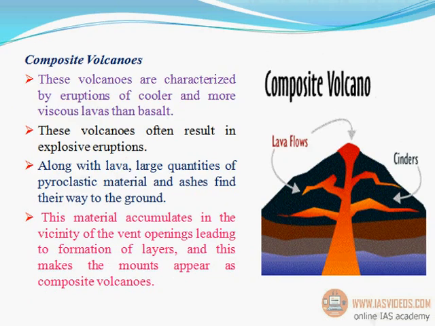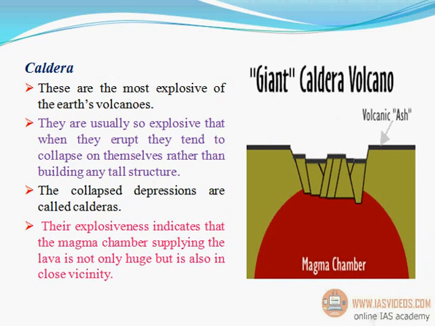Composite volcanoes. These volcanoes are characterized by eruptions of cooler and more viscous lavas than basalt. These volcanoes often result in explosive eruptions. Along with lava, large quantities of pyroclastic material and ashes find their way to the ground. This material accumulates in the vicinity of the vent openings, leading to the formation of layers, and this makes the mounts appear as composite volcanoes.